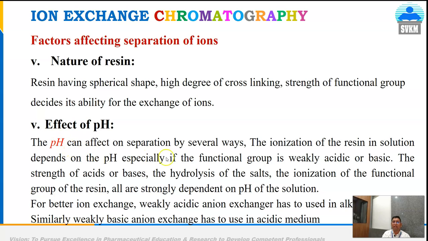Effect of pH. The pH can affect the separation in several ways. The ionization of the resin in solution depends on the pH, especially if the functional group is weakly acidic or basic. The strength of acids and bases, or the hydrolysis of salt, ionization of the functional group of the resin, all strongly depend on the pH of the solution. For better ion exchange, a weak acidic cation exchanger has to be used in alkaline medium. Similarly, a weak basic anion exchanger has to be used in acidic medium.